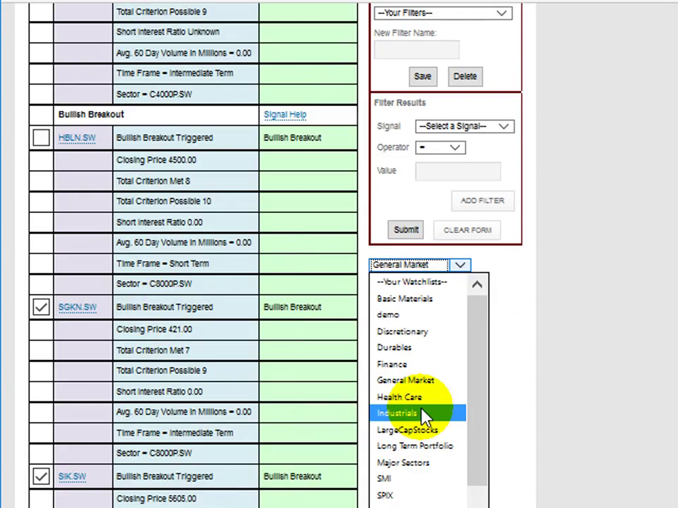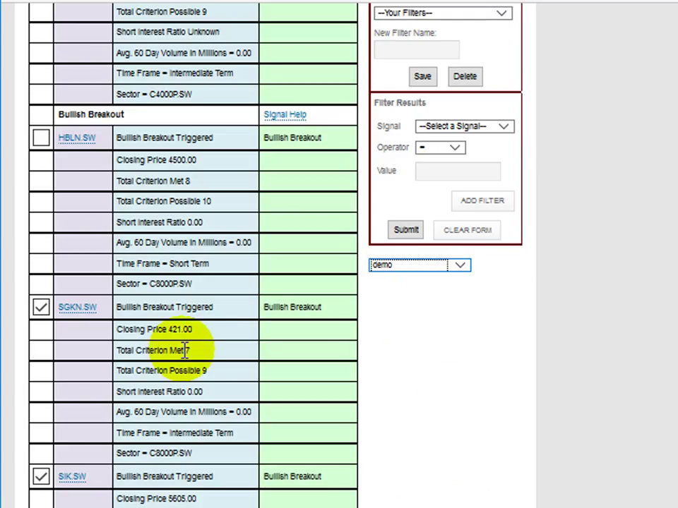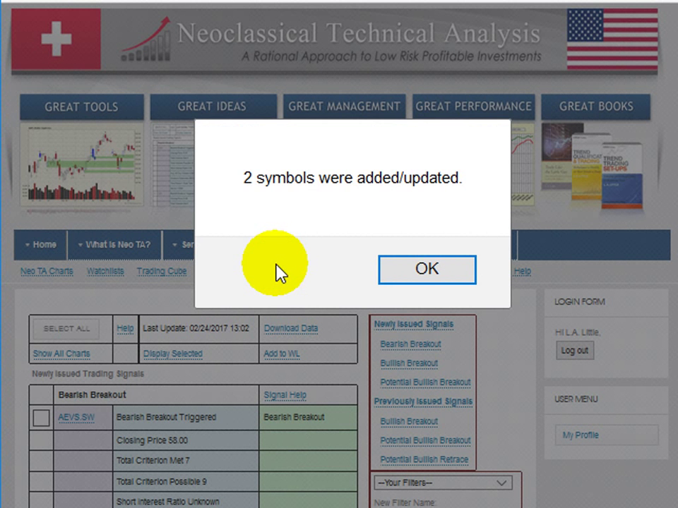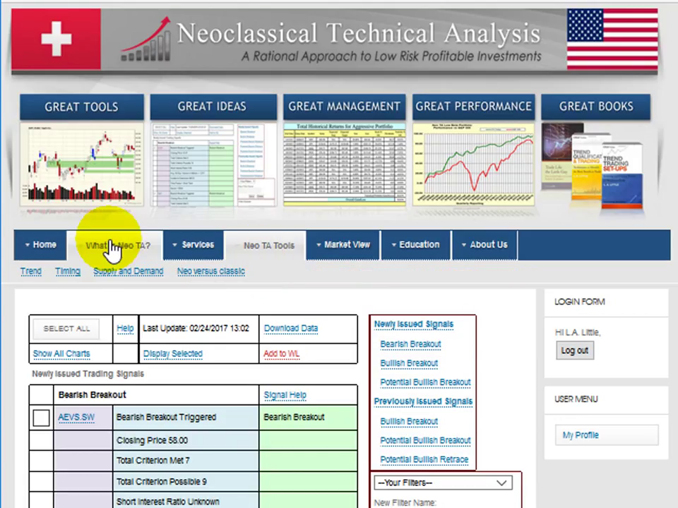We can pick a watch list, and I'll just pick the demo watch list. And if I take these 2 stocks and I highlight them, I check them, I select the watch list I want to put them into, and then I go over here and I add them to that watch list. Those symbols get added to that watch list.